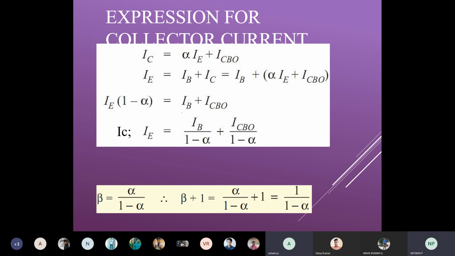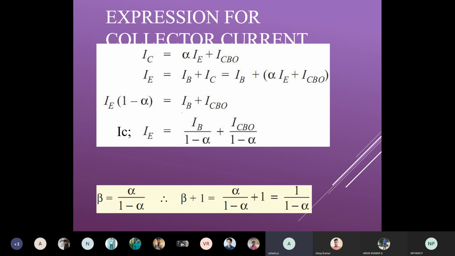Yeah. So if I multiply with 1, the equation will become, in the numerator, and listen carefully, alpha plus 1 minus alpha, whole divided by 1 minus alpha. In the numerator, alpha is there, minus alpha is there, so they will cancel each other. So the final expression will become 1 by, in the denominator, 1 minus alpha.